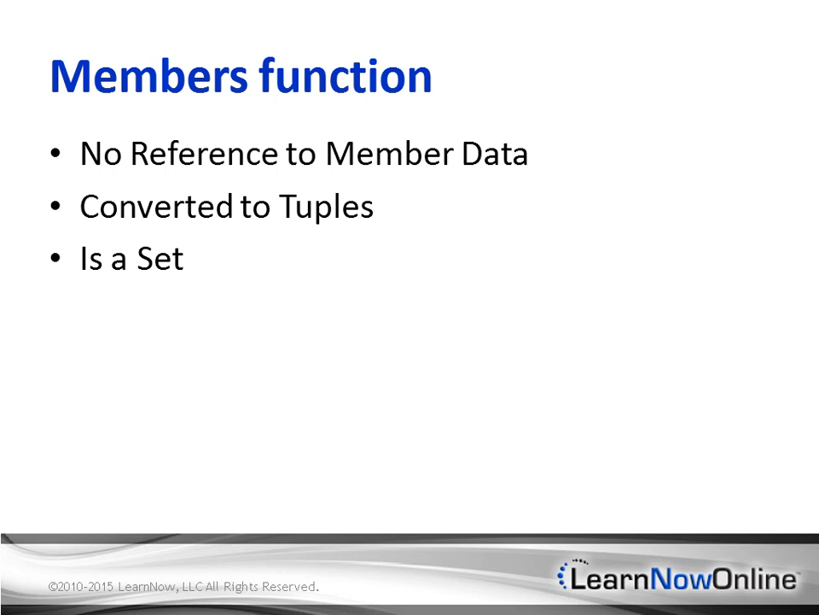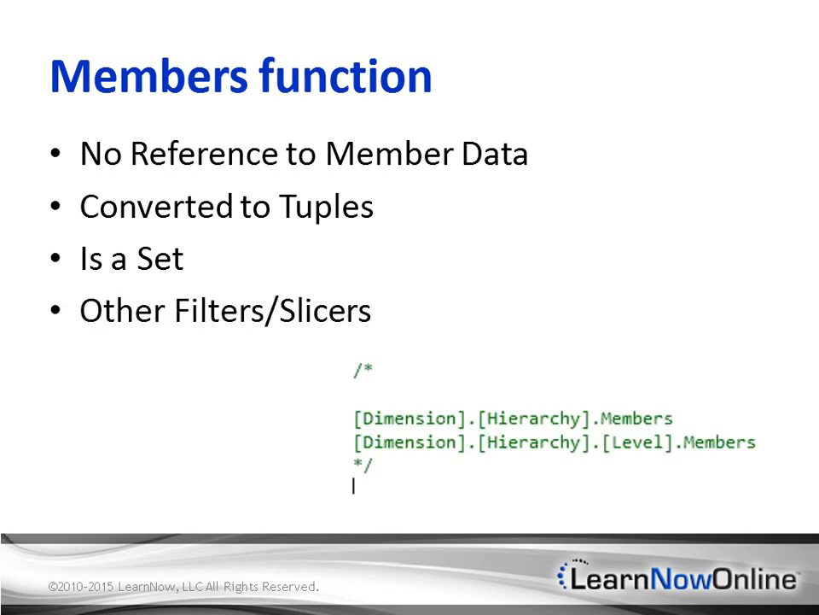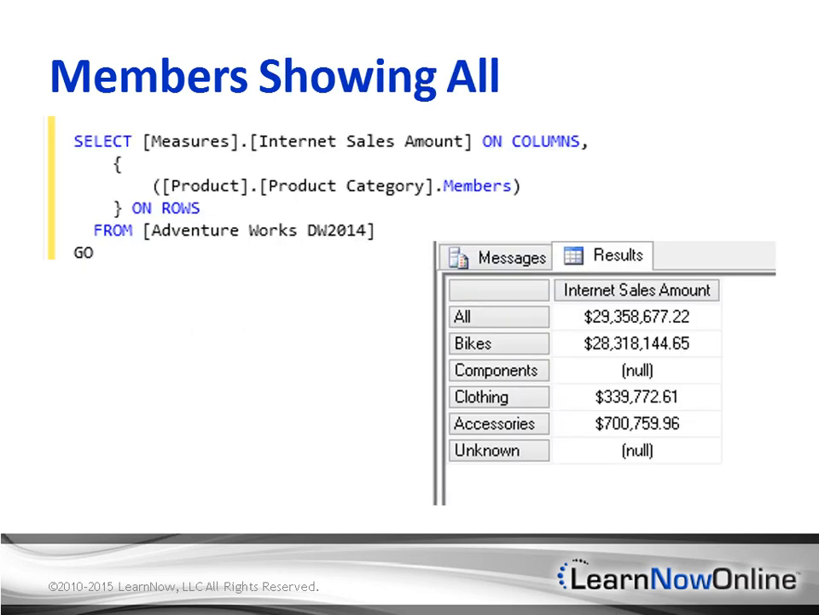The group of tuples from the members function forms a set. You can use other filters or slicers to limit the members that are returned with the members function. Using the members function on the hierarchy level will return the all level plus the member data levels. Again, remember, an attribute of a dimension is a hierarchy. In this example, you can see the all plus product categories of the product dimension for internet sales amount.